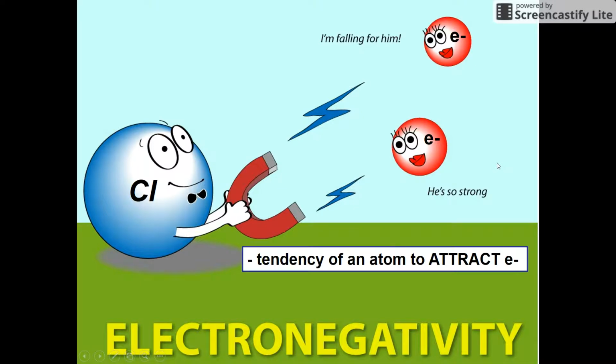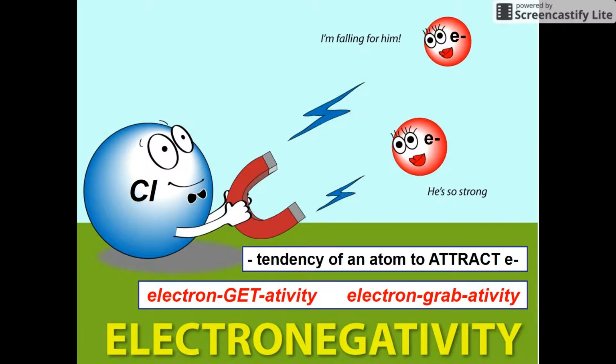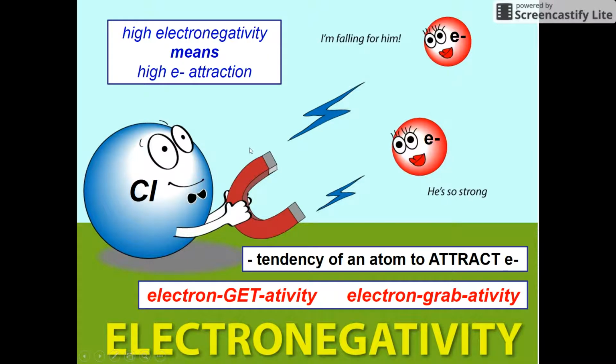Well, electronegativity is a way to measure the tendency of an atom to attract electrons. You can think of it as electron-getativity or electron-gravitivity. This chlorine is exhibiting lots of electronegativity. It's really pulling those electrons close towards it. So a high electronegativity number means that an atom has a high attraction for electrons, or an element has a high attraction for electrons. Okay? Electron-getativity or electron-gravitivity is electronegativity.